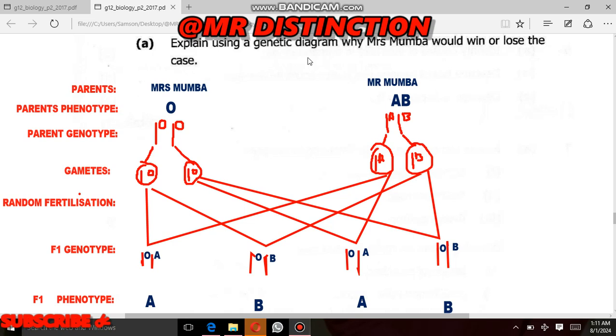Okay, so in today's video I'm sharing with you Biology Paper 2 2017, and this is question 5. This question was based on genetics. As I said in the previous video, genetics is an important topic which you need to know and understand. If you check in most of the papers of biology, we find that question 5 is about genetics. So you need to understand this topic.